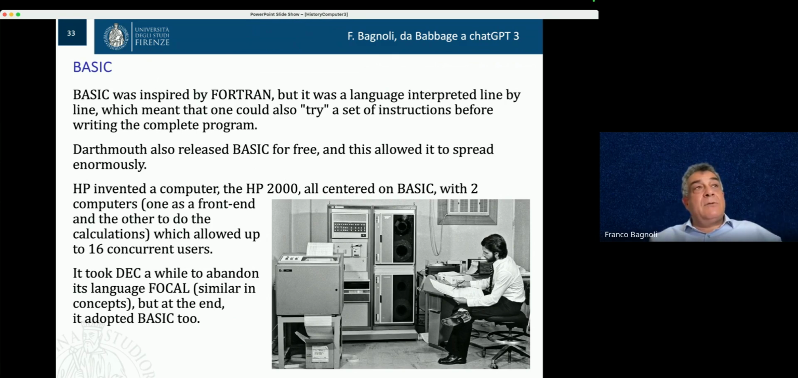And clearly, as we have seen for Lisp, where there were computers explicitly designed to run Lisp, this happened also to BASIC. And in some sense, it became the standard. If in the 80s you bought a home computer like the IBM PC, the Apple II, and so on, you expected to have BASIC already installed, sometimes directly in the ROM of the computer.